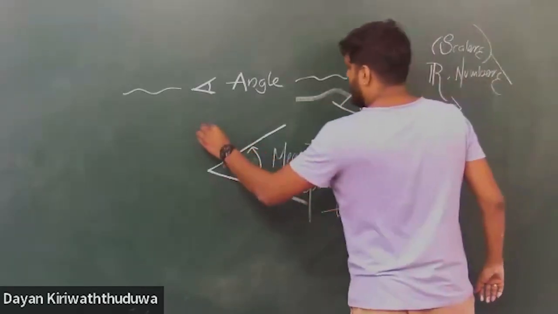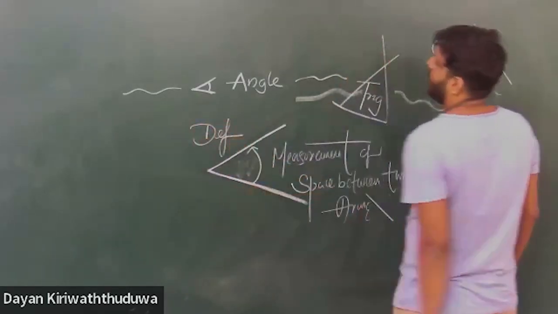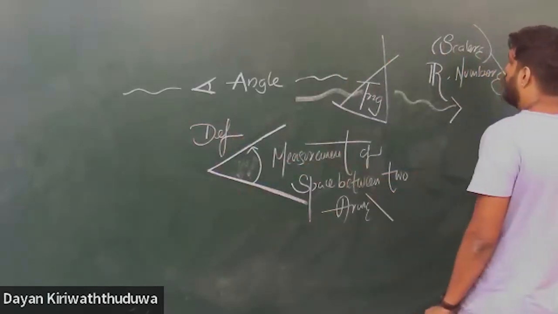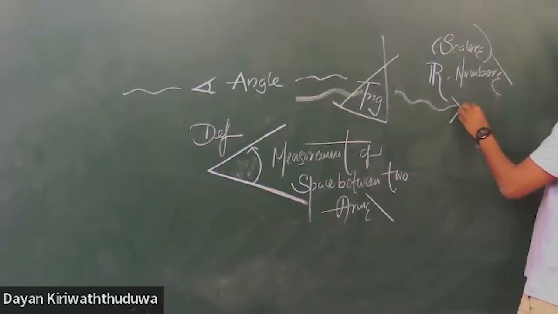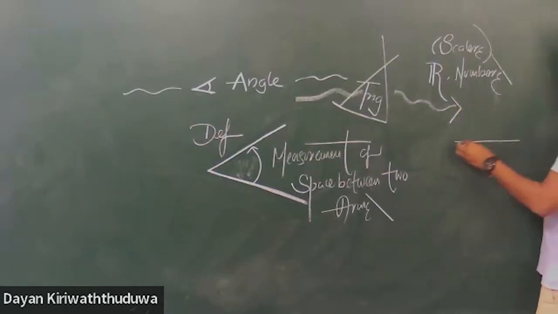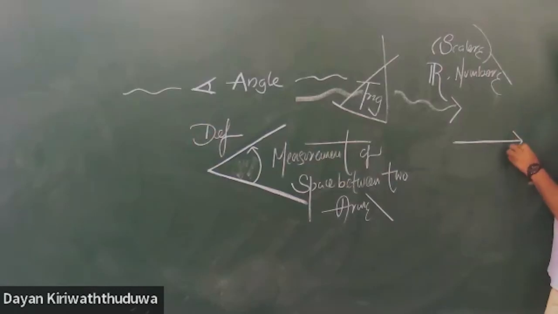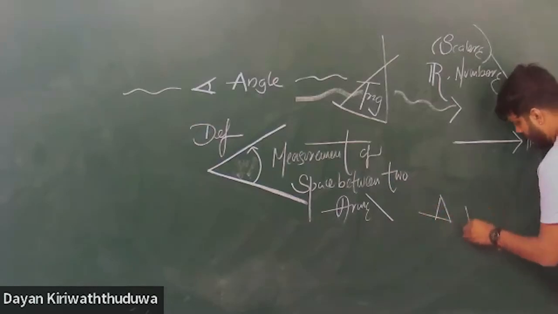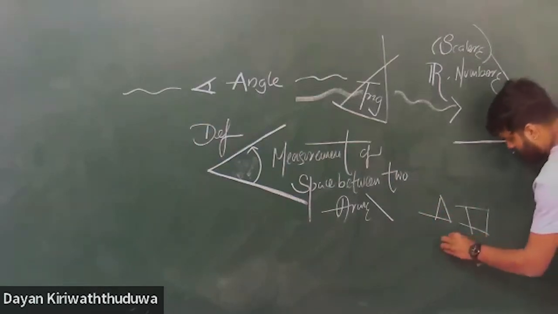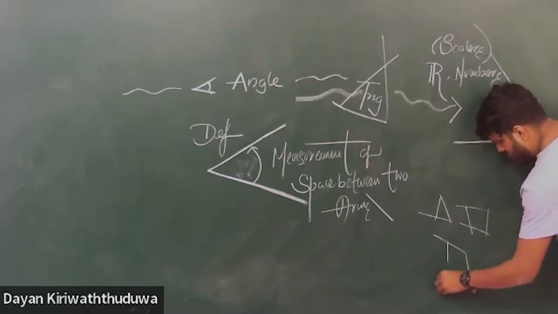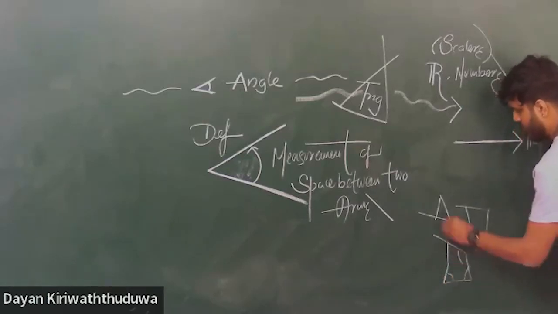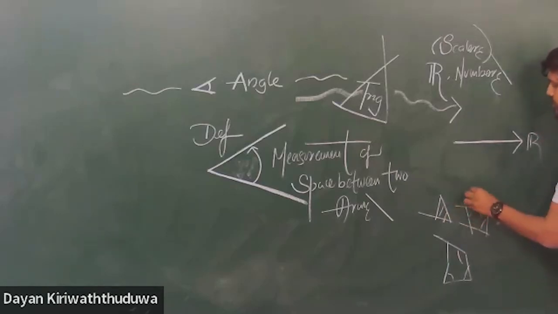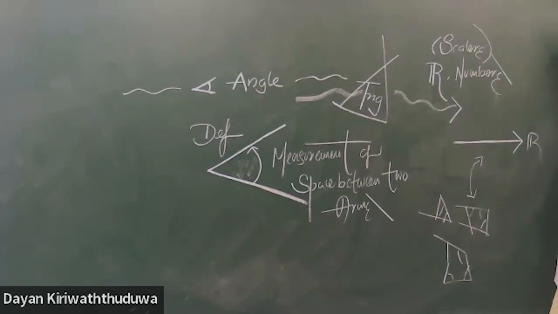So you can write this definition of the angle, and that is measurement of space between two arms. And scalars or real numbers are another world. Let's say we have a number line, something like this, a real number line. And we have different angles in different triangles, rectangles. I mean, angles can be everywhere, right? So we are connecting two worlds here, right? So this is like the multiverse of madness, but basically what's happening is connecting two different psychological worlds, right?